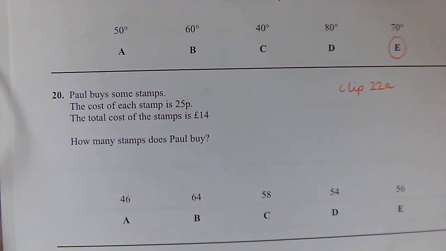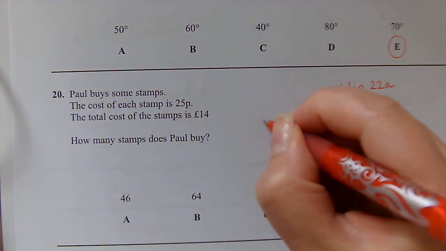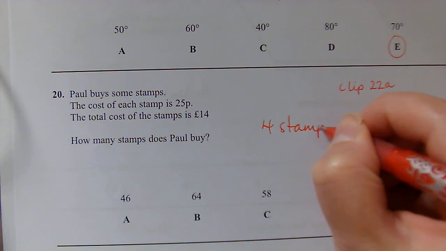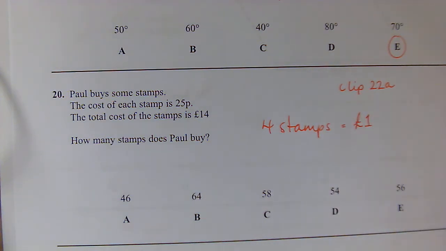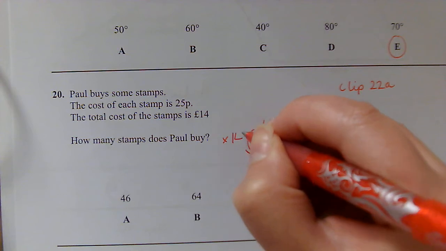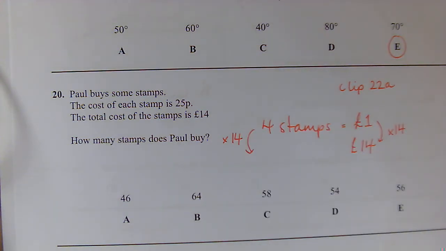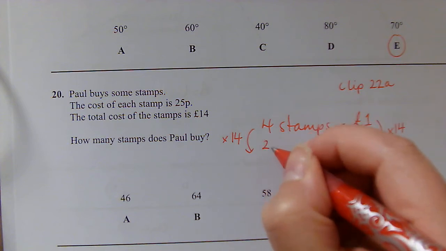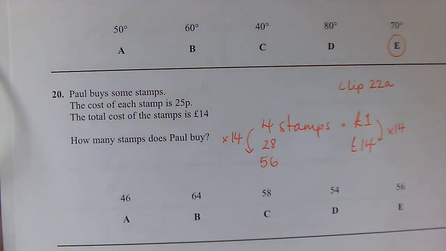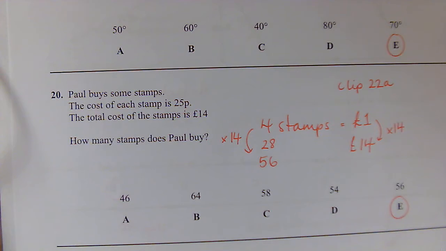Okay, Paul buys some stamps for 25p each, and the total cost is £14. How many stamps does Paul buy? So we can buy 4 stamps for £1. So if I spend £14, I'm multiplying by 14. So what we need to do is 4 multiplied by 14. Plenty of space to do that. Double 14 and then double it again. So we've got 28 and then double 28 to give us 56. So he buys 56 stamps.